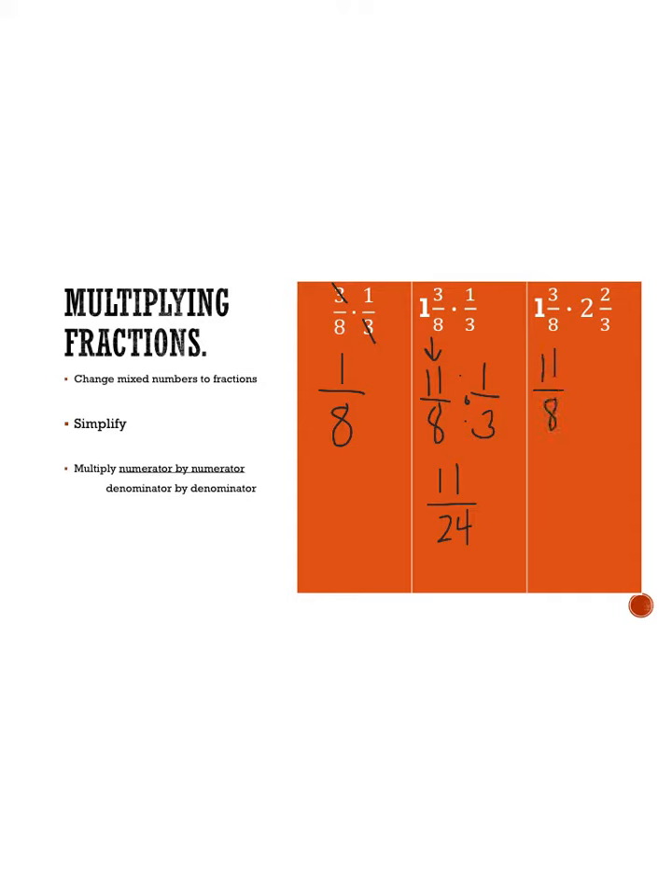And the last one, 1 3/8 is 11/8. 2 2/3 is 2 times 3 is 6, 6 plus 2 is 8. That's 8/3. Multiplying first, I get 8 times 11 is 88, and 8 times 3 is 24. And then I need to look for a common factor. In this case, I've got a common factor of 8. So 88 divided by 8 is 11, and 24 divided by 8 is 3. So 11/3 is the simplified answer. I could have also done up here, I could have said 8 divided by 8 is 1, so all I have left is 11/3. Your choice.